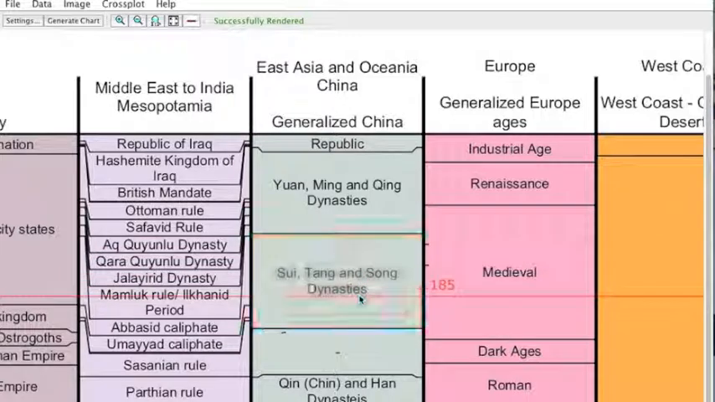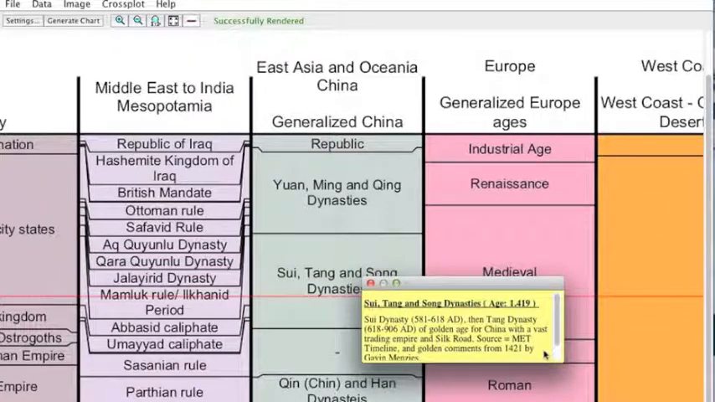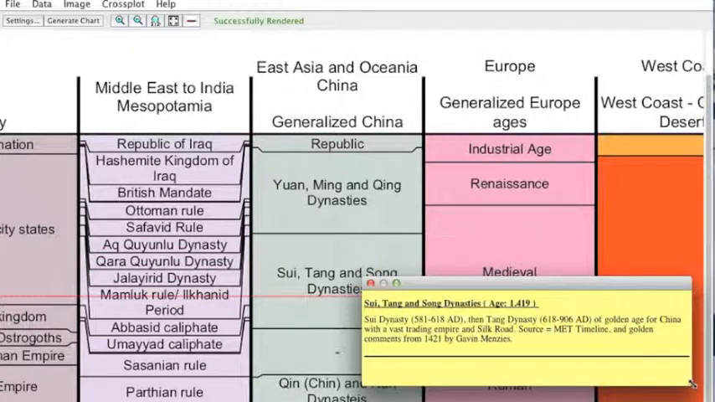So before that, we have Sui, Tang, and Song dynasties. It's the golden age for China with a vast trading empire and Silk Road.